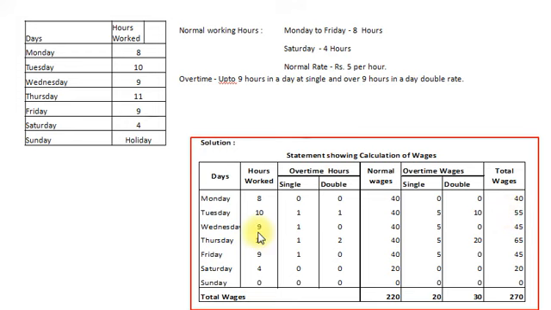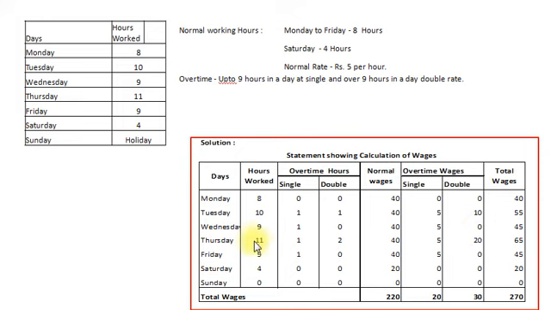Wednesday working hours 9, so there is only single overtime wage for 1 hour, no double rate. So our normal wages would be 40 rupees, that is 8 hours multiply by 5, and single overtime wage would be 1 hour multiply rupees 5, and there is no double overtime wage, 0. So total wages amount to rupees 45.